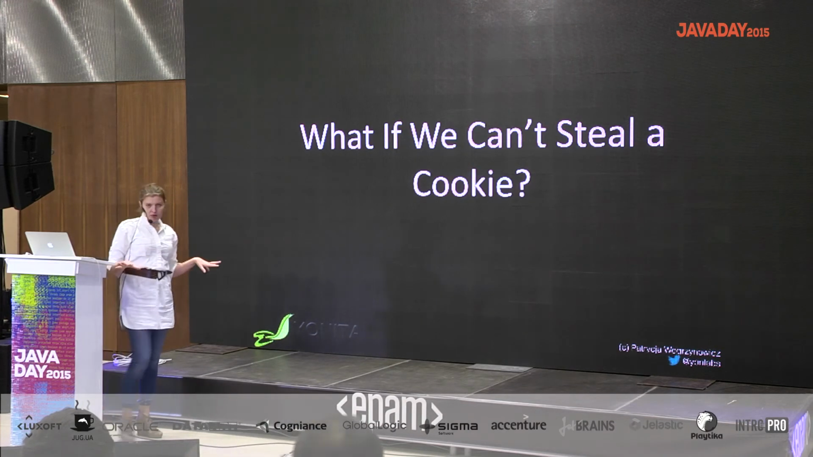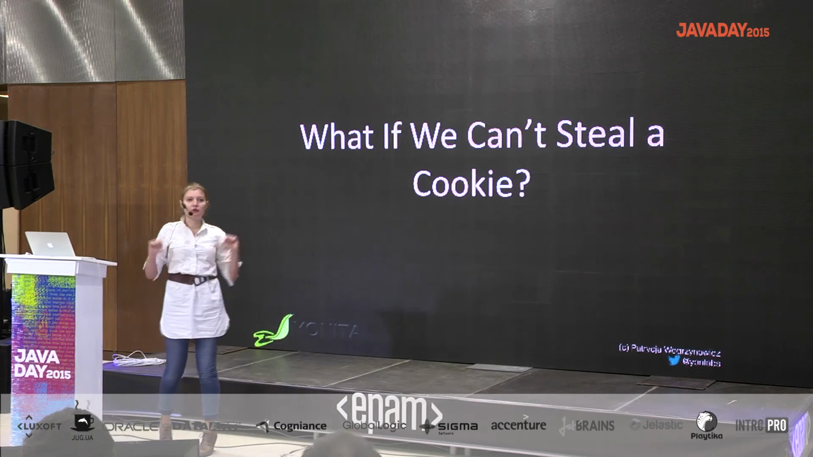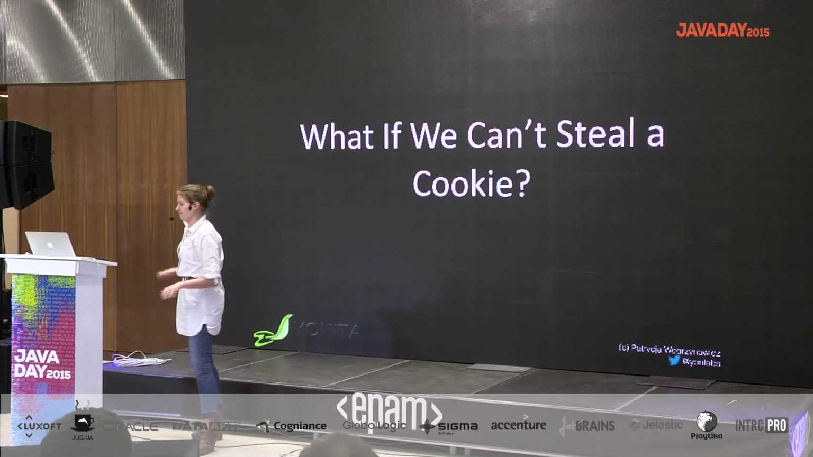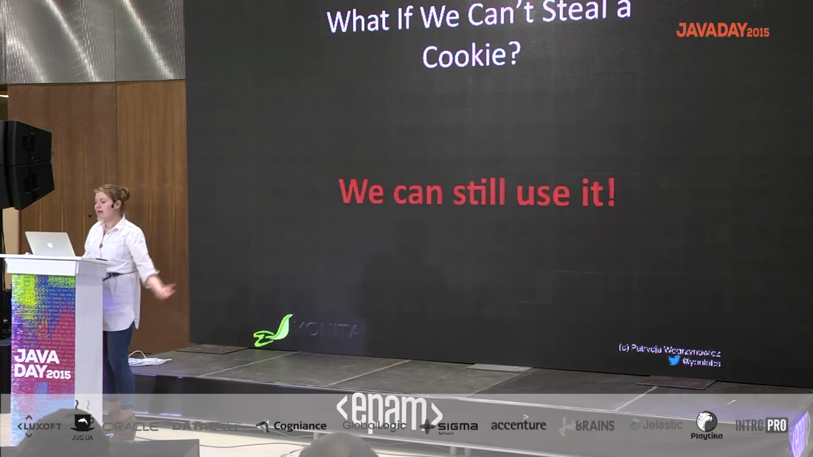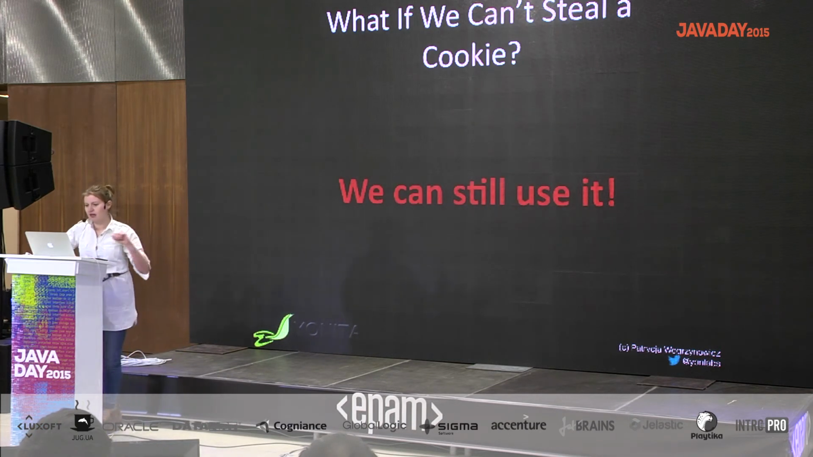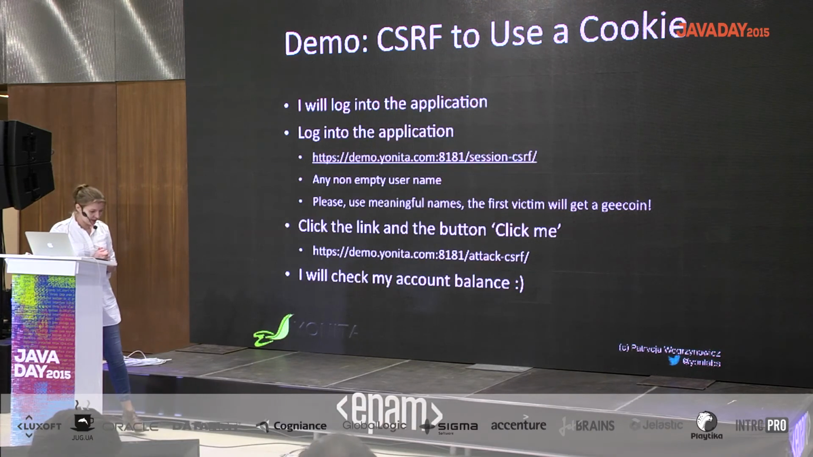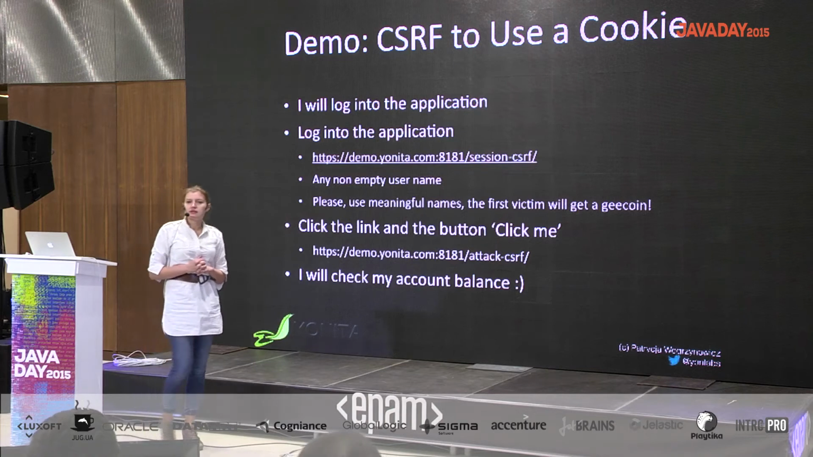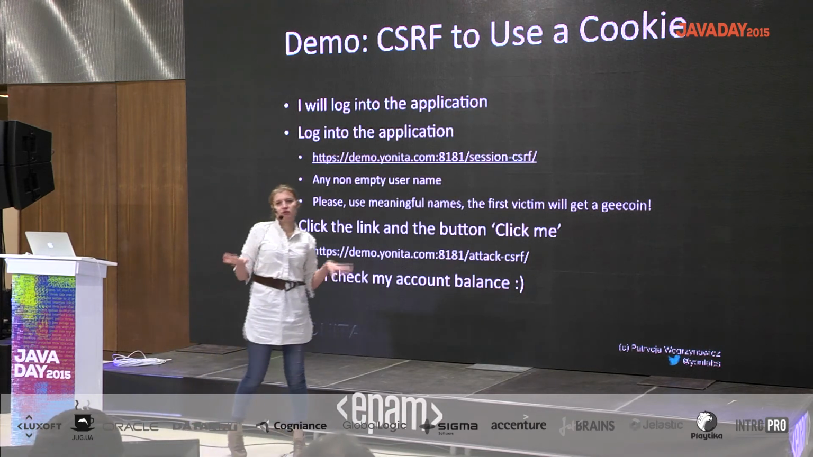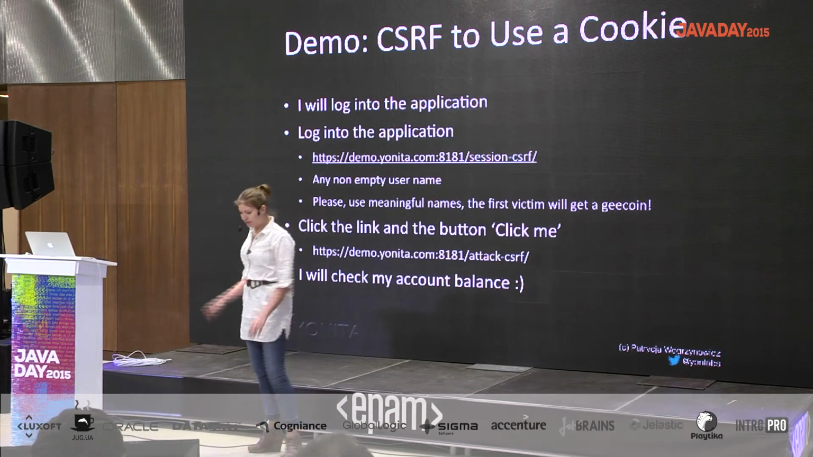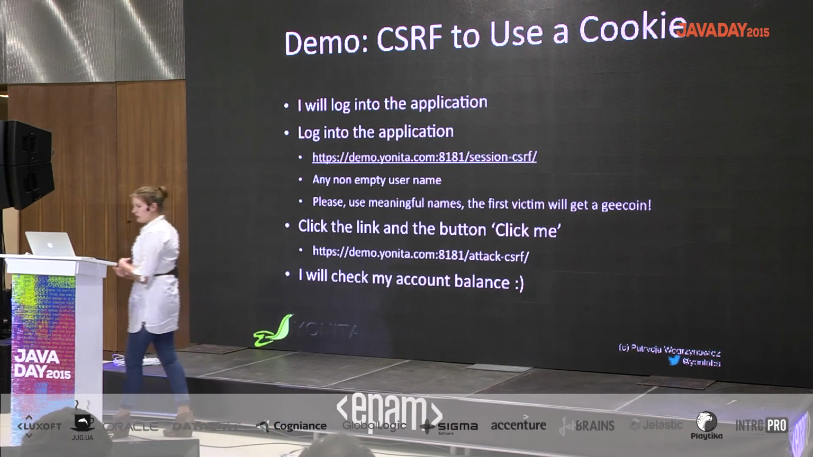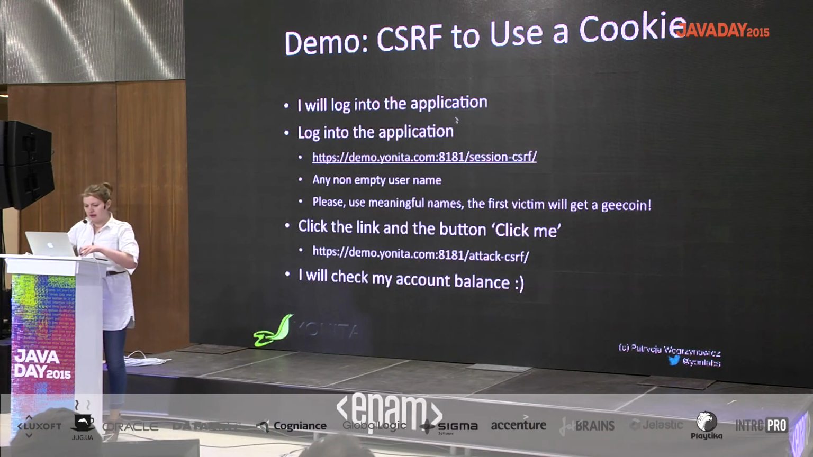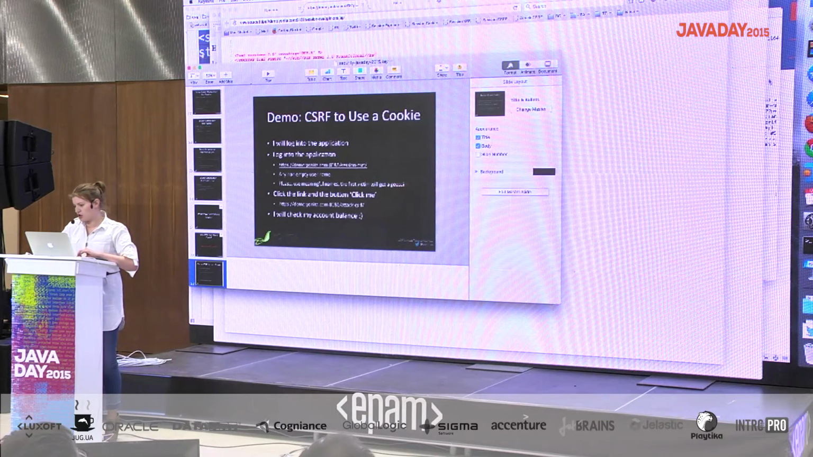And the last demo of the day: what if we can't steal a cookie? Well, we can still use it. I will show you how. We can exploit cross-site request forgery to use the cookie without the knowledge of the original user. So I will log into the application, and this is a simple application like a banking account.